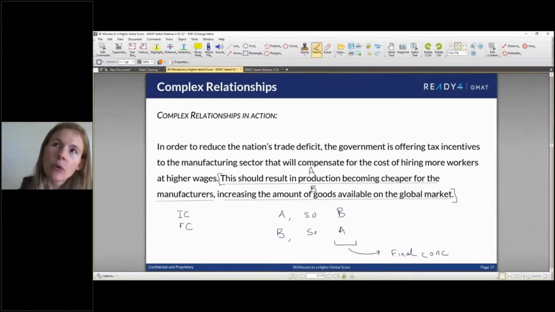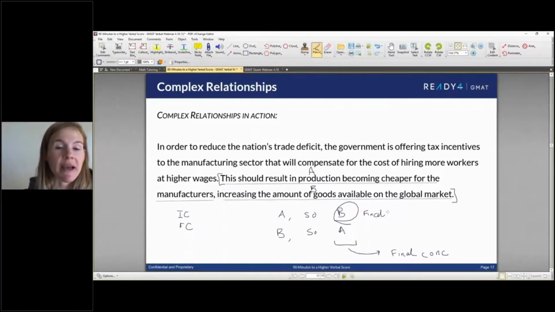This isn't important in every question, but sometimes you do need to do this level of detail where you say, is it this, then this, or that, then that? And in this case, that's true. Production will become cheaper, which will increase the amount of goods available on the global market. Exactly. So it is A, so B. So B is the final conclusion. Okay. Nice work, guys. That's very, very good.